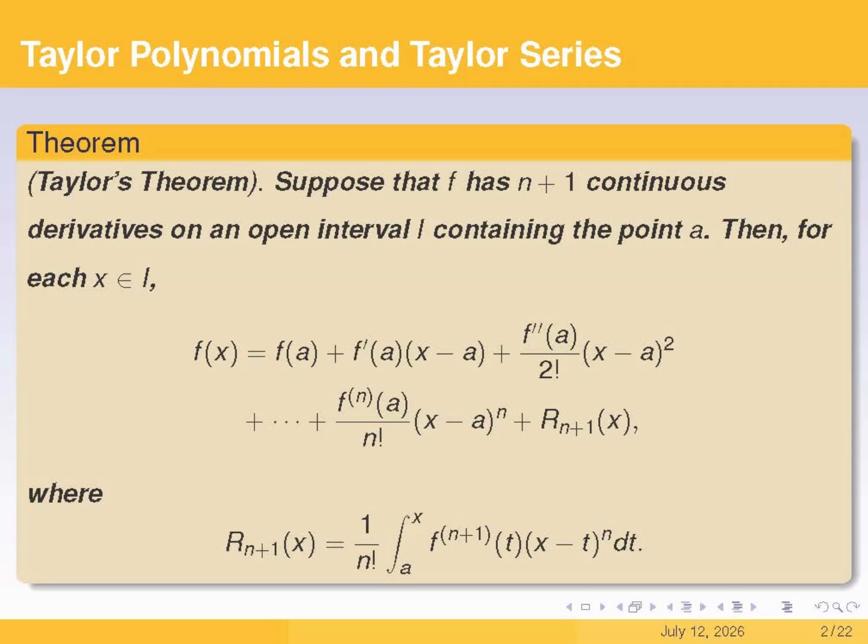When this holds true, we can write f as the equation shown on the screen. This formula is what we call the Taylor expansion of f at point a. Finally, the expression in the very last line is crucial, and it is known as the Taylor remainder.